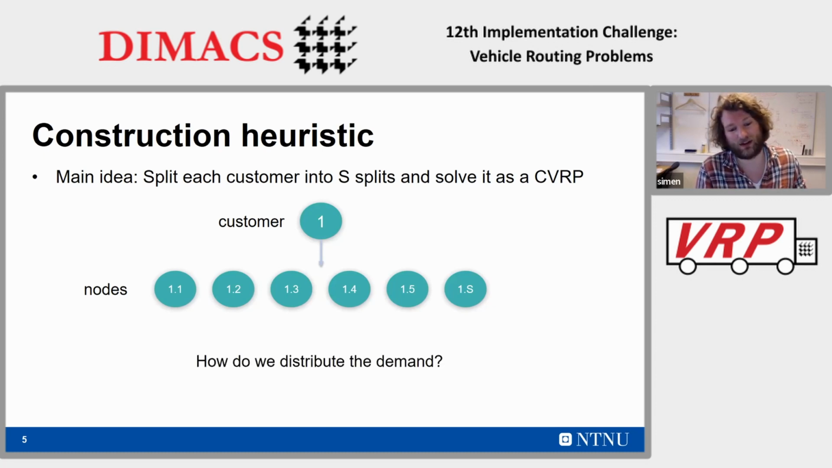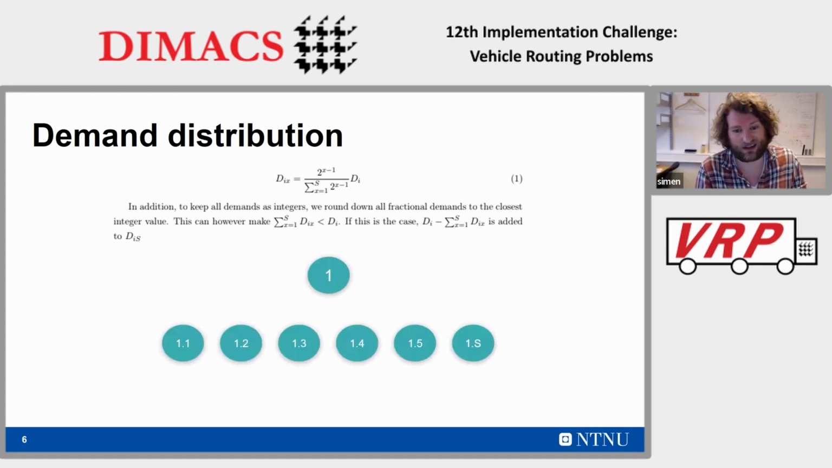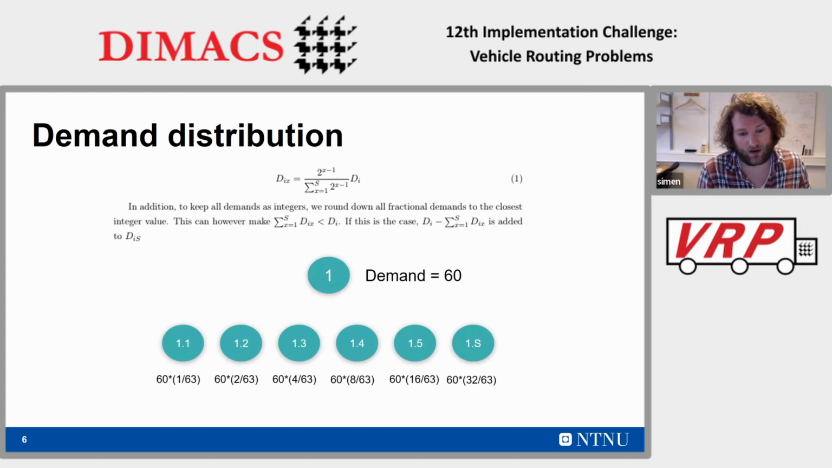And the question when you do this is, how do we distribute the demand? It would be fun to come up with our own splitting rule. So what we came up with was this formula here. I'm just going to demonstrate how it works with an example. Say that we have this node here, node number 1, and we want to split it into S splits, in this case 6 splits, and demand is 60. Then the formula for each split would be this.